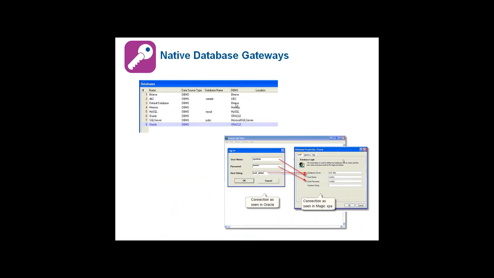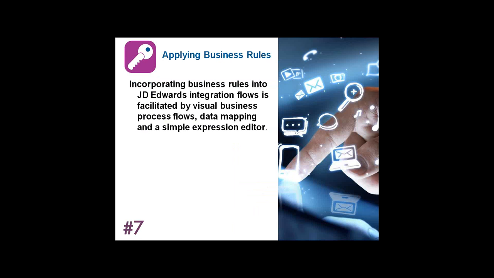So native gateways, very important. It's very easy to set them up. You simply designate the host system, and you can connect your Magic XPA or your Magic XPI to your Oracle database system. Utilize that for all of the database transactions that are part of your business processes. These are the business processes related to the mobile server, the business processes related to the integration server, and so on.